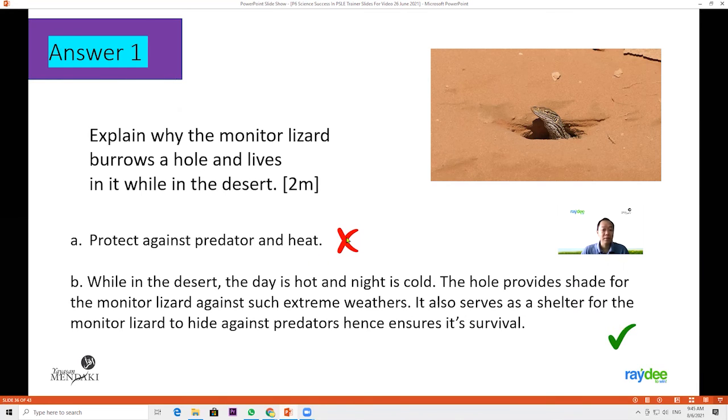Technically not wrong, right? They only get 1 mark, okay? But we want them to score more, okay? While in the desert, the day is hot, night is cold, the hole provides shade against extreme weathers, shelter, right? So it serves as a shelter to hide against predators, hence ensures its survival. So that is why the monitor lizard will burrow a hole and live in it.